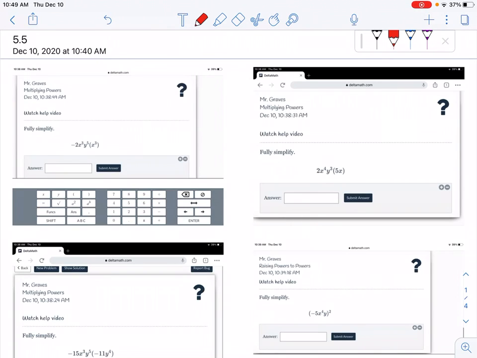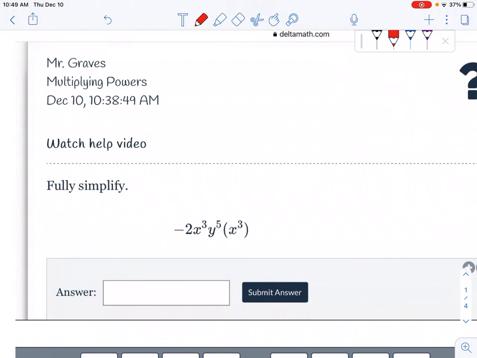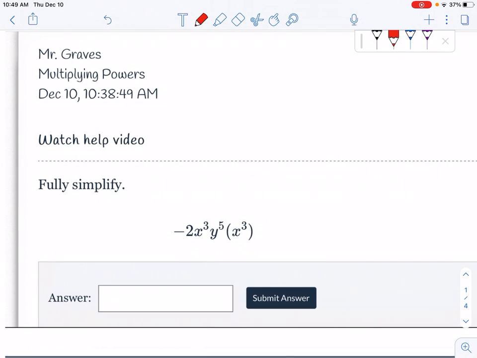All right, 5.5. This is pretty much going to be just a big review of everything we've done so far with exponents. So we'll dive in here. Multiplying powers. Remember, when we're multiplying powers, we are looking for base numbers that are going to multiply. So in this case, I have a -2, and there's no other base number for -2 to multiply with. So I'm going to write -2 in my answer.